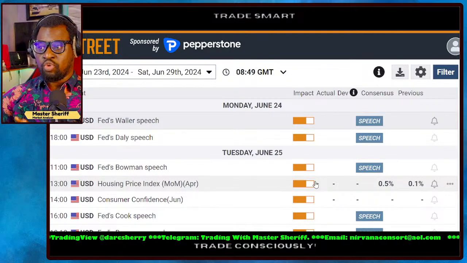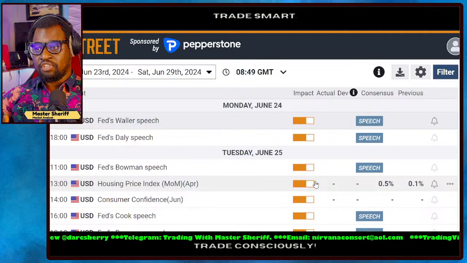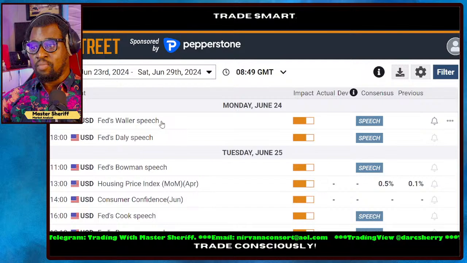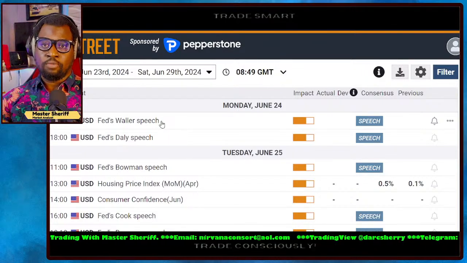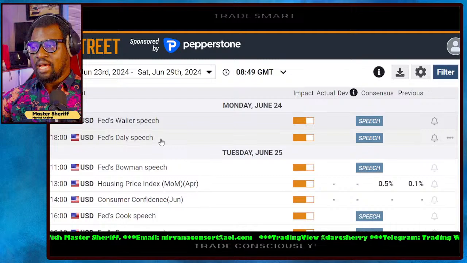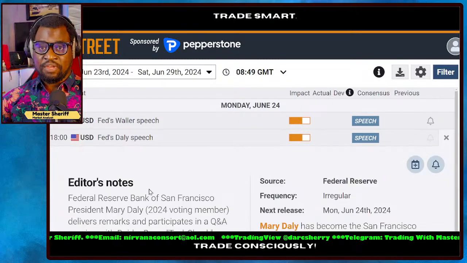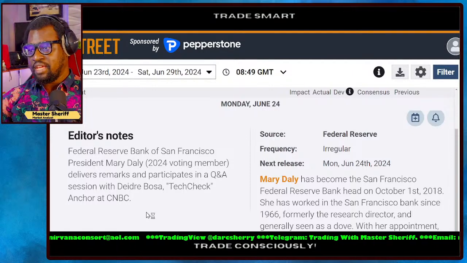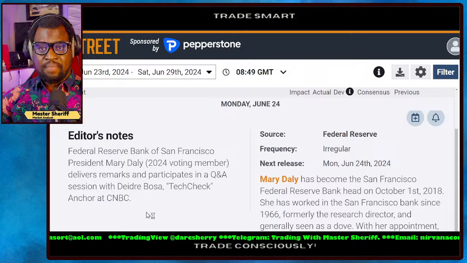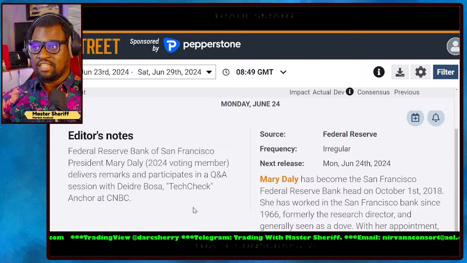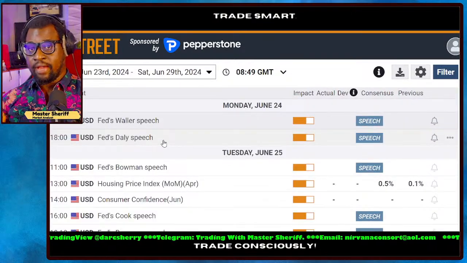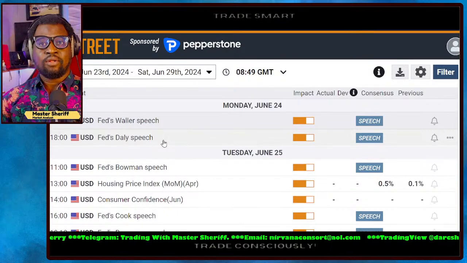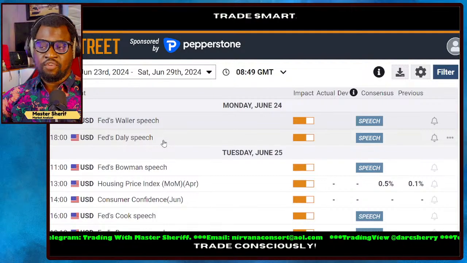Now, for today, Monday, June 24, we have a couple of speeches from Fed officials. One has already happened this morning, though I'm yet to have a highlight of what Wallace said this morning, but I will definitely be giving you updates in our next session. And then we have Fed Daly's speech. Daly is the Federal Reserve Bank of San Francisco's president. She is also a member of the FOMC. And of course, whatever she says today will give us an insight into the economic outlook, the Fed's potential monetary policy decisions, and the health of the US economy. So we will be looking forward to that speech.